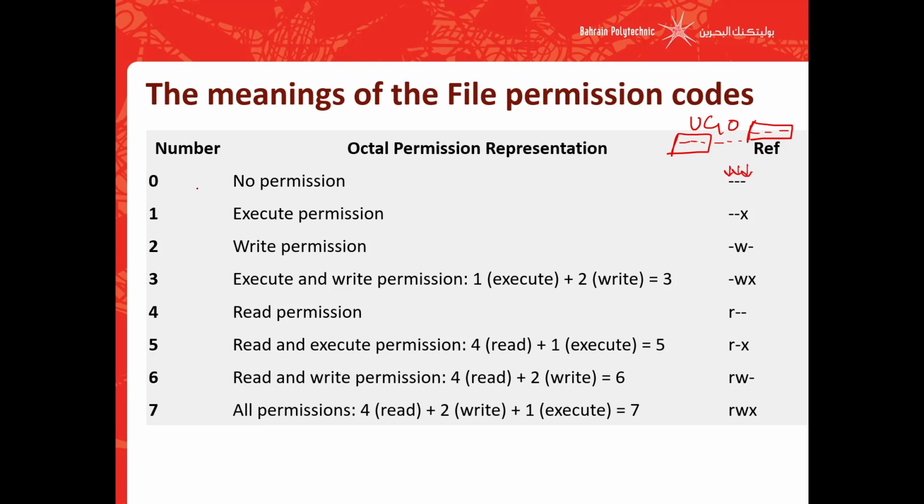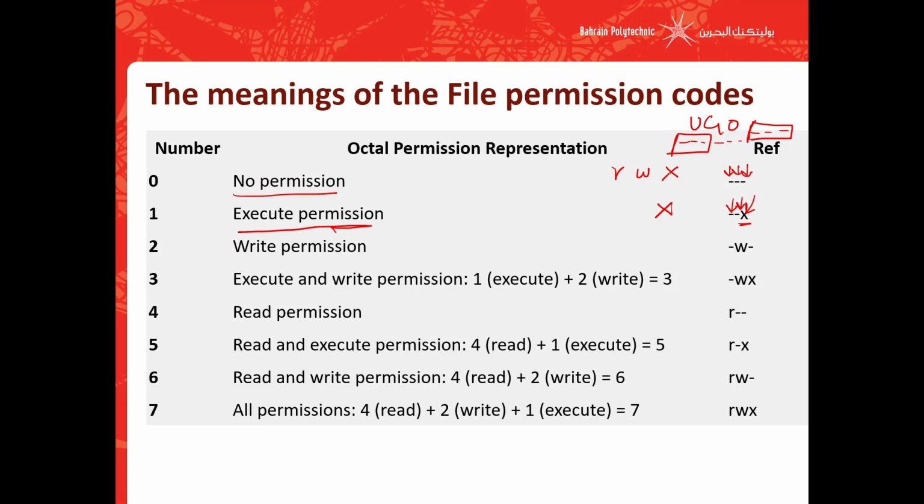This means you don't have any permission, no permission at all. The next one, it says that the first one is dash, the second one is dash, and the third one is X. X represents execute permission. Basically, if there is any X in any one of them, usually they come in the same order. The first one will be R, the second one will be W, and the third one will be X.